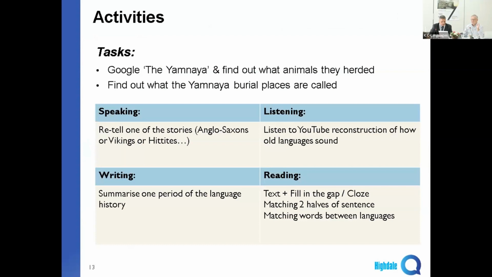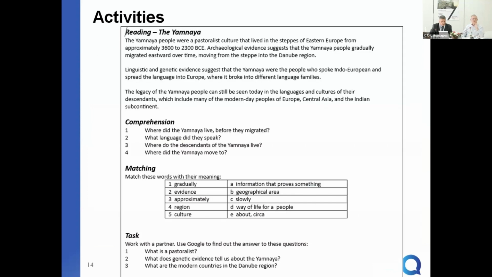Some of the tasks and activities we can use, we can get them to Google the Yamnaya, get them to find out some of the cultural aspects of this original group of English language speakers or pre-English speakers, some speaking, listening, writing, reading tasks, some suggestions there. Get them into telling the stories. There are also some little activity sheets. You can download these from my website, little short texts with comprehension checking and vocabulary matching and little tasks. And there's a couple of those as exemplars that you can download from the website.